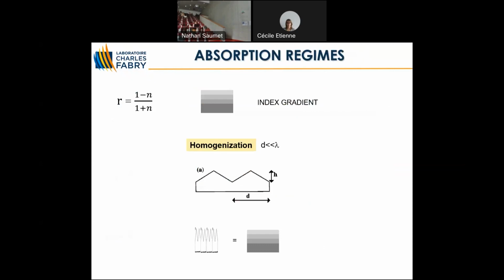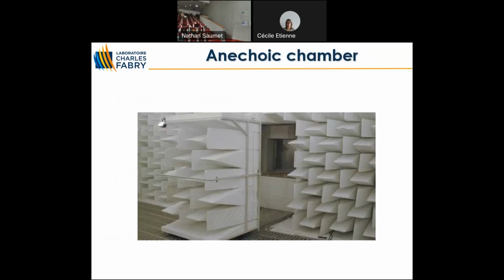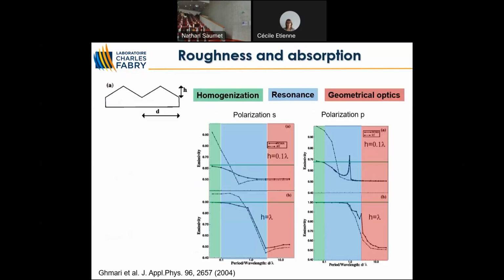And optimizing the surface profile amounts to optimizing the shape of this grating, and it can be done. This is a broad spectrum absorption. It's something that is not very dependent on the wavelength. So you make good absorbers, with a broad spectrum of absorption. Okay, so those are two regimes, the ray optics and the homogenization. They are limit regimes. So in the middle, we have the resonance.